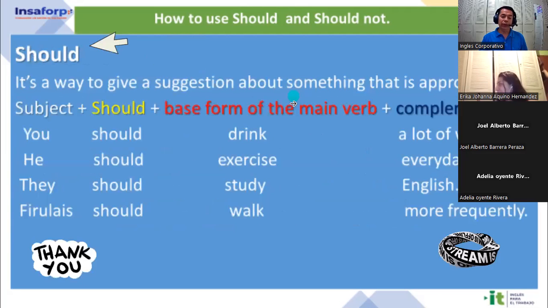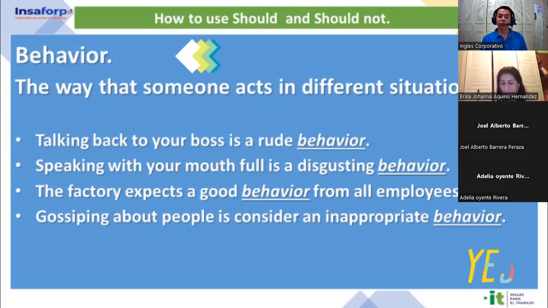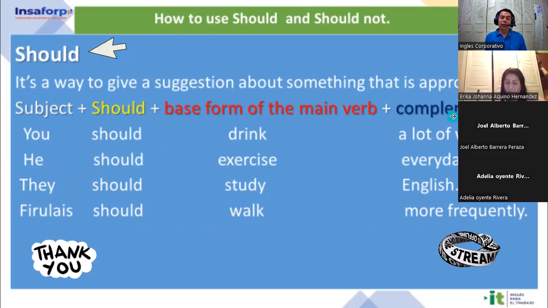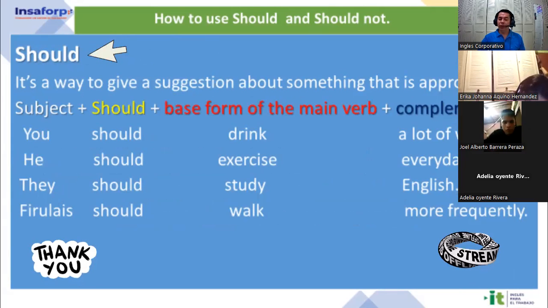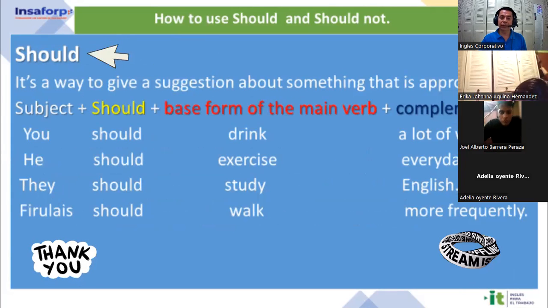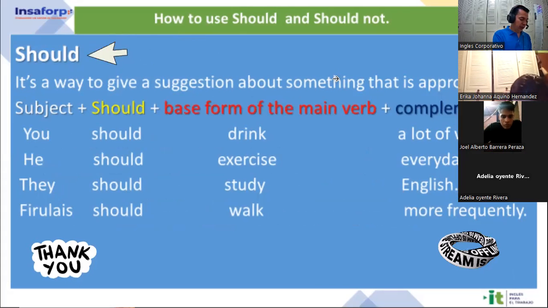Well, today we're going to learn about should. The modal should. Oh, I have a message here. Kevin. And I understand, Kevin. Very good. Oyente, Kevin. That's it.